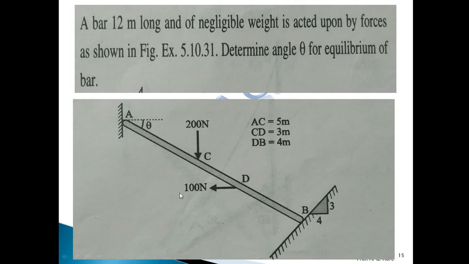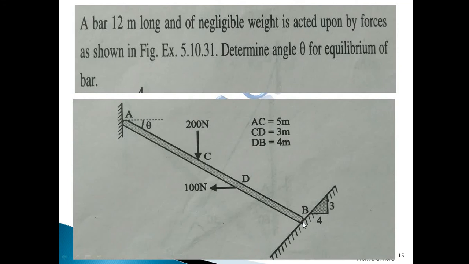Now again, the first step is the same. Draw the FBD. So for this FBD, these are the external forces. Draw them as they are. Then at this point A, the inclined surface is vertical. That surface is vertical, so the contact reaction at point A is horizontal, towards the A point.